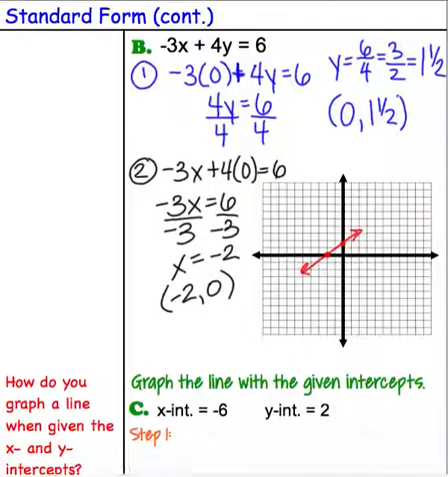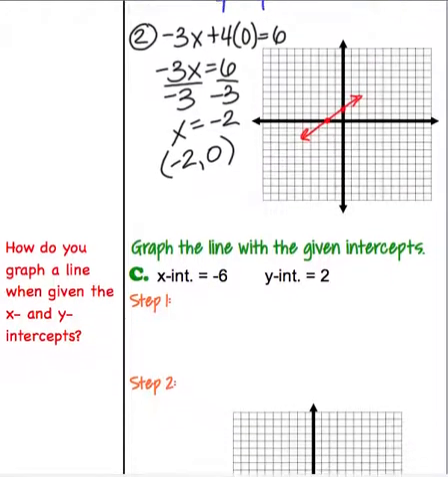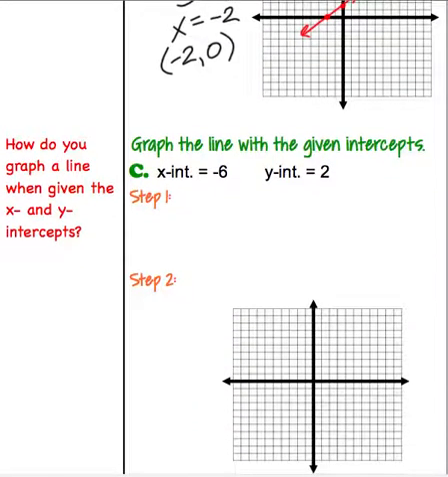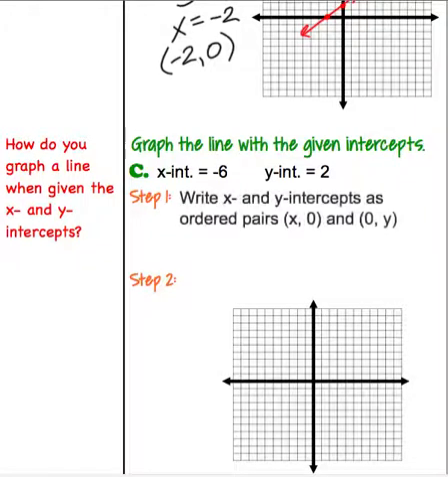The second part is to graph the line if your intercepts are given. So you're not even given the equation. We're just practicing this because there's a lot of you that during learning target 17 could get the x and y intercept, but it was interesting how you were having problems with graphing it. So our first step is to write those x and y intercepts as ordered pairs. So my x-intercept is negative 6, so that would be negative 6, 0. And my y-intercept is 2, so that would be 0, 2.